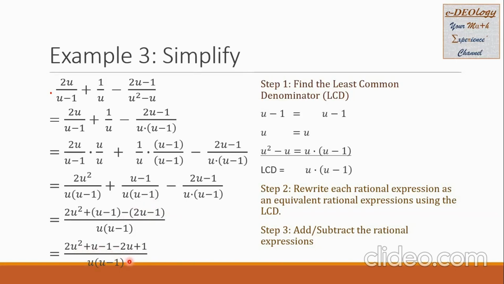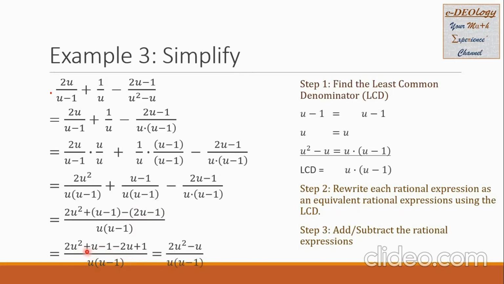Next, let us combine like terms in the numerator. 2u squared is here, positive u and then negative 2u. It is equal to negative u. The negative 1 and positive 1 cancel each other. So this is now our simplified 2u squared minus u in the numerator.